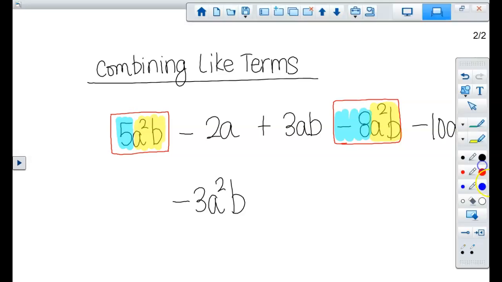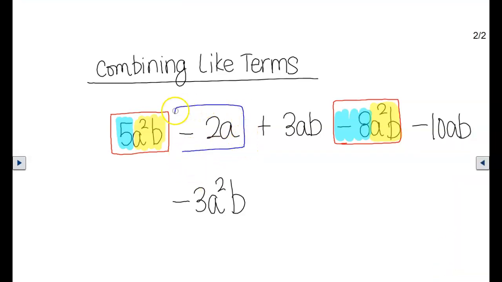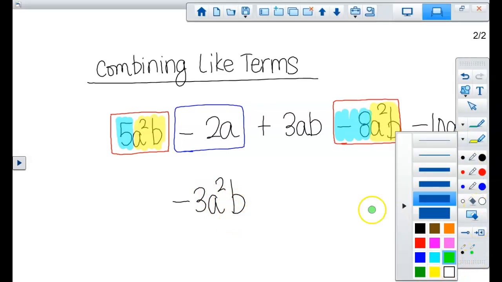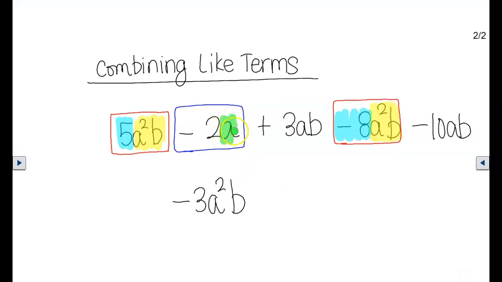Okay? Now, switching colors and moving on to my next term in line, I have a negative 2a. So I keep that minus with the 2 to show that he's negative. Notice on this one that my variable part is just an a. Anything that is a like term for him can only have that a. So this would not be a like term. It has the a, but it also has a b, which makes it not like him.